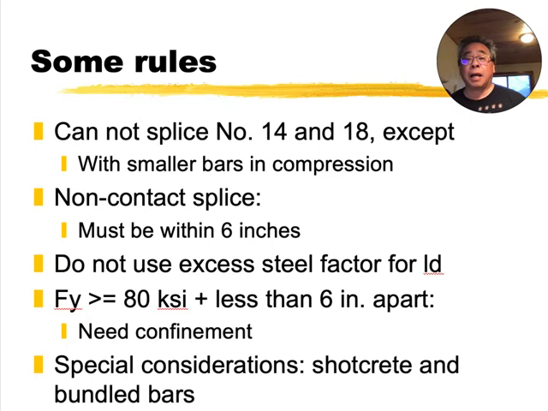And if you have grade 80 or higher and the bars are less than 6 inches apart, you need confinement. You need to wrap that somehow. And again, there are special considerations for shotcrete. It's where you can put the steel up and you spray the concrete on there, and bundled bars, and you can read the code for those applications.